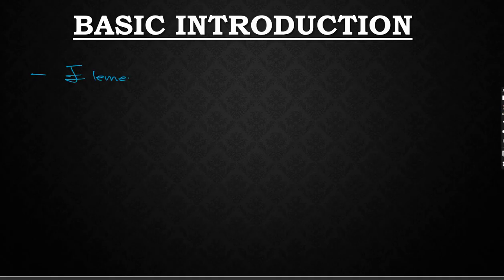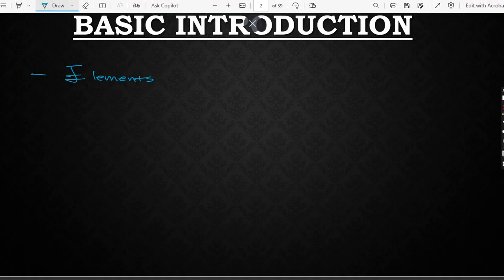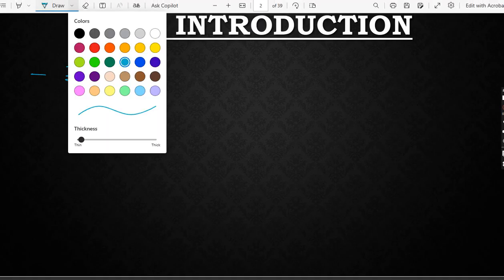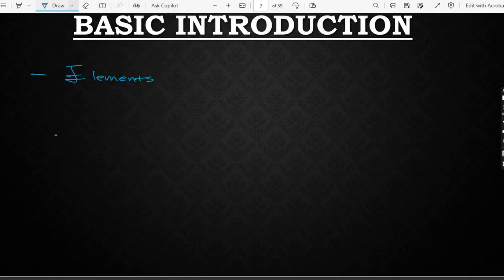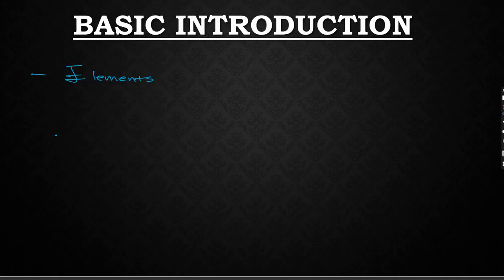Carbohydrates, guys, are compounds made of the elements carbon, hydrogen, and oxygen. So these are the elements that make up carbohydrates.